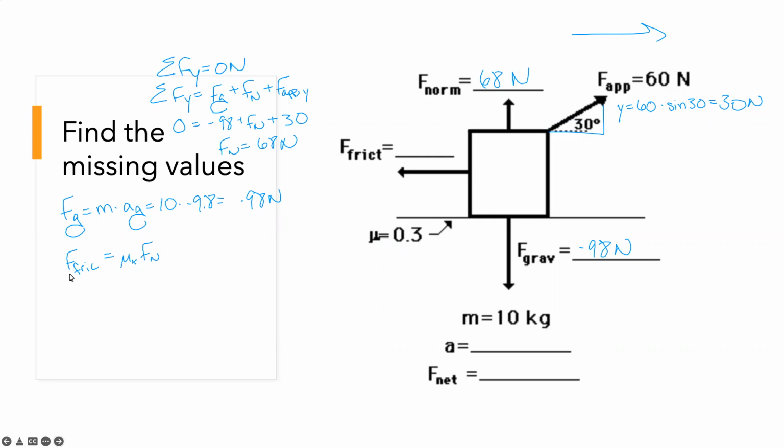Okay, so we just solved for our normal force. Now we can use our coefficient of friction to solve for our friction force, 0.3 times 68. So that means our force of friction, 0.3 times 68, is 20.4 newtons.